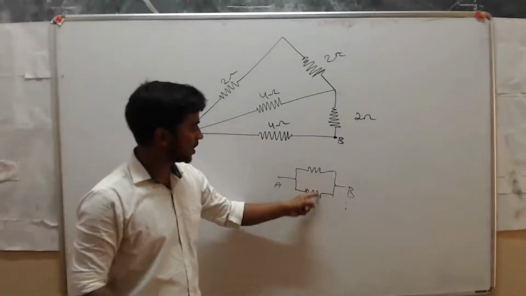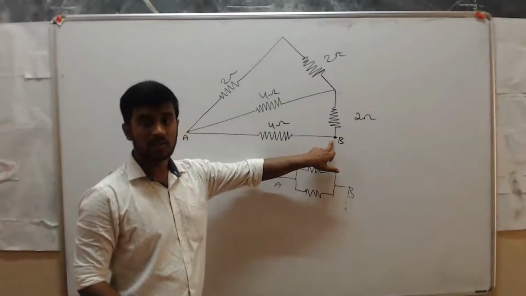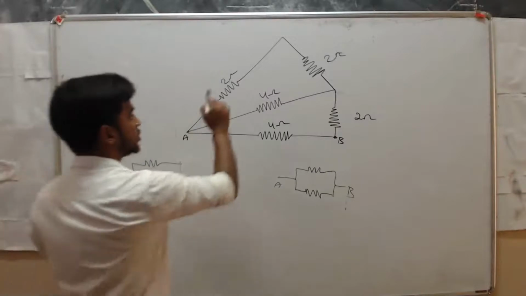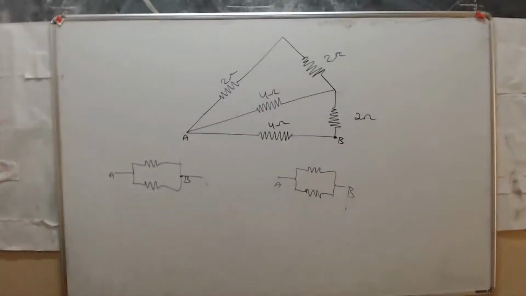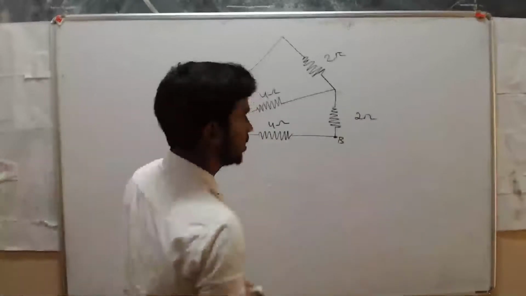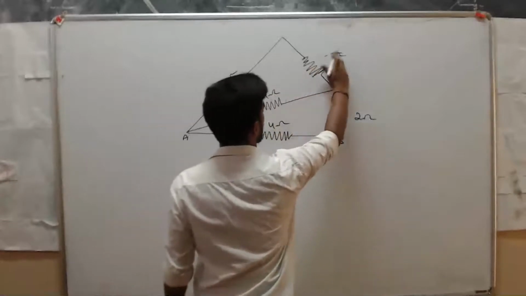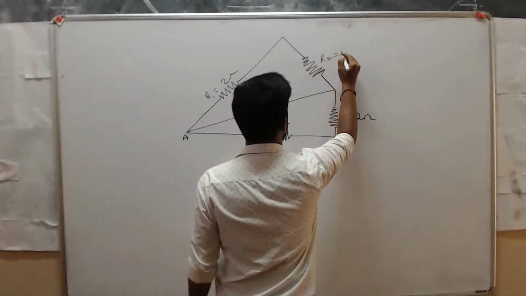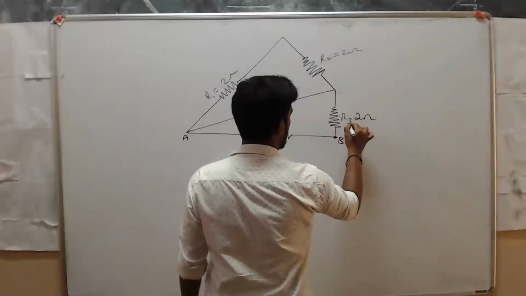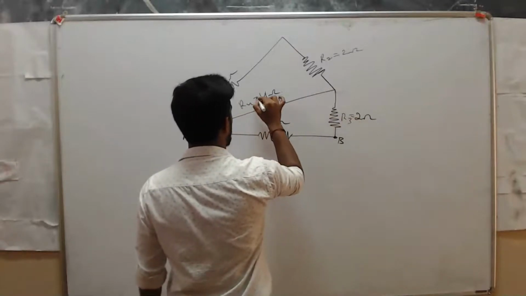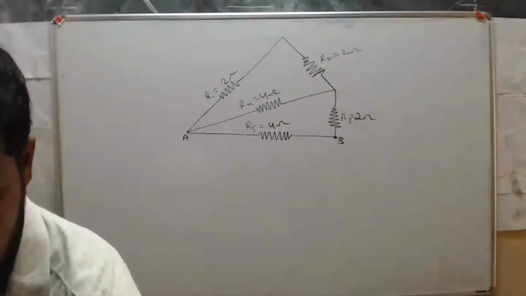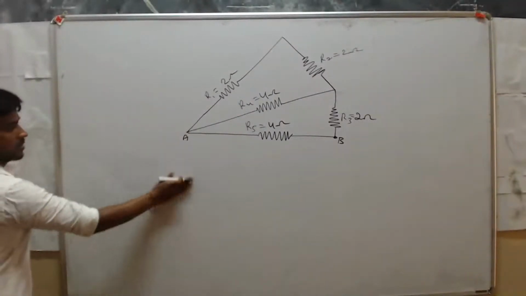Clear? So these two are in parallel. Here also they have given a point, so these two are in parallel. First, solve these two. Wait, I'll give the names: R1, R2 equals 2 ohm, R3, R4, R5.